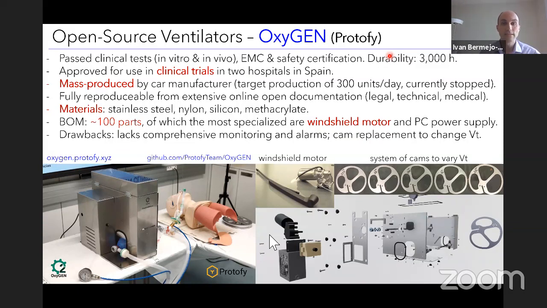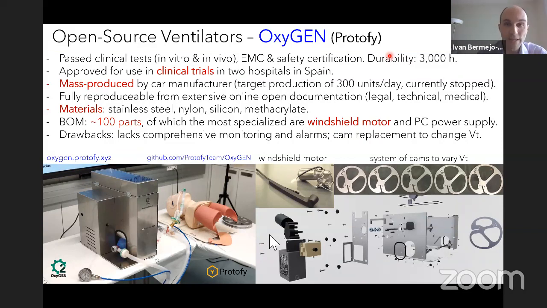The next case is probably one of the most popular in the United States. This is the E-Vent project by MIT. It has already completed clinical studies in animals, and it's fully open source, but you have to register through the website. Two days ago, they released the prototype software, so you can check it on GitHub and use it.